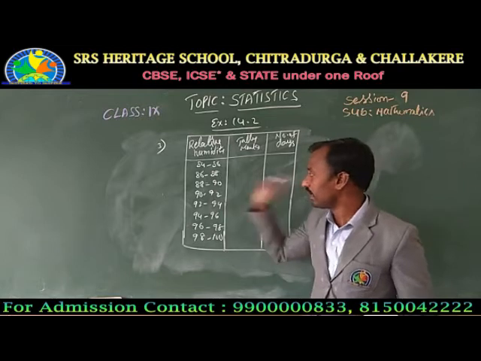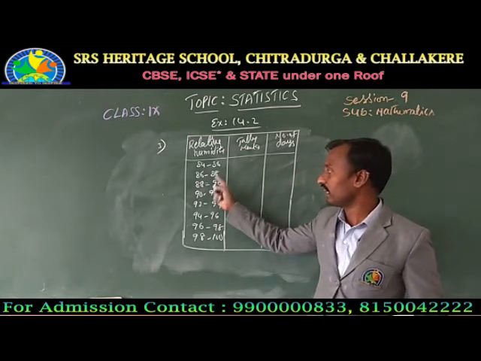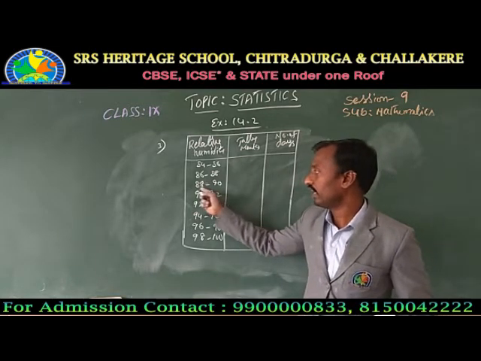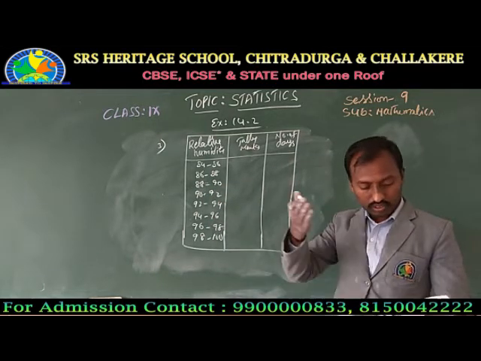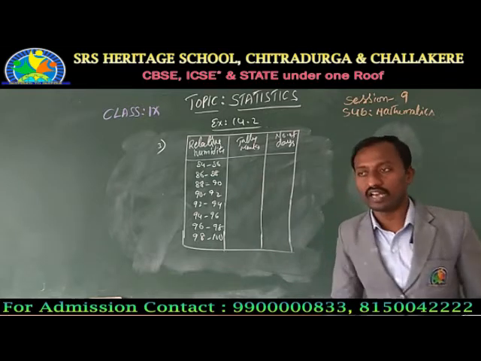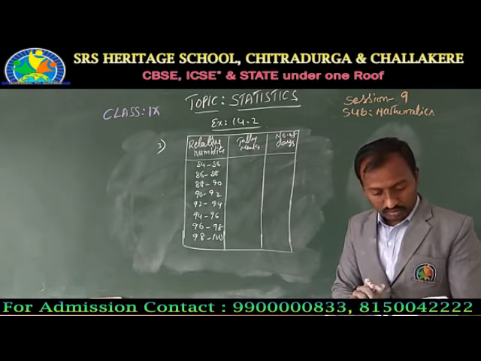So if, for example, 88 comes up, where should it be considered, either here or here? 88 means 88% should be considered in 88 to 90. Now count it. 84 to 86, how many are there? 84 to 86, only one.